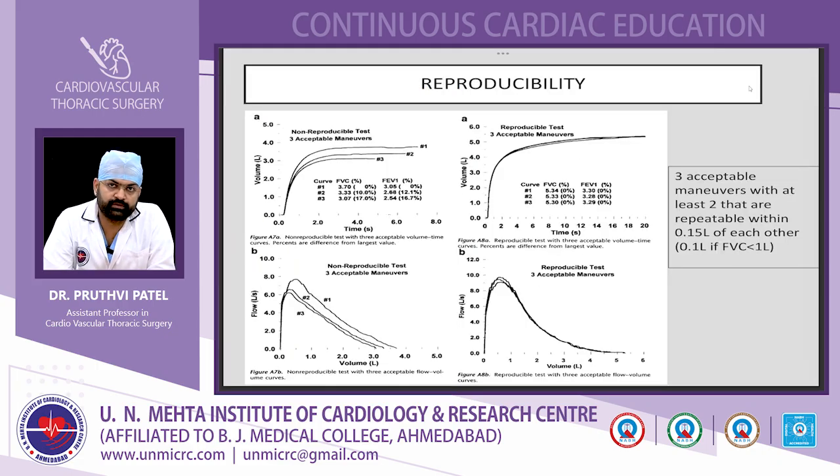And reproducibility should be there. When a patient is undergoing a pulmonary function test, mainly spirometry, he should produce the same graph during his 3 consecutive attempts, and if any variation is there in the same person's 3 attempts, then it is considered not acceptable. In this graph, the first one, A, is showing a non-reproducible test. The second one is showing a reproducible test, with almost similar graphs. The third one also shows different graphs, so it is non-reproducible and not accepted.